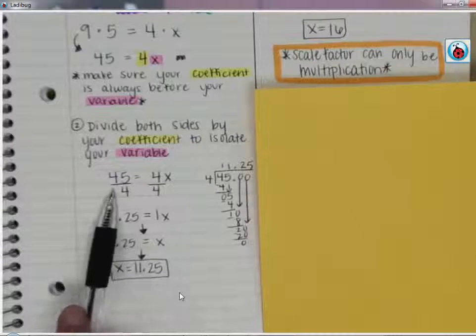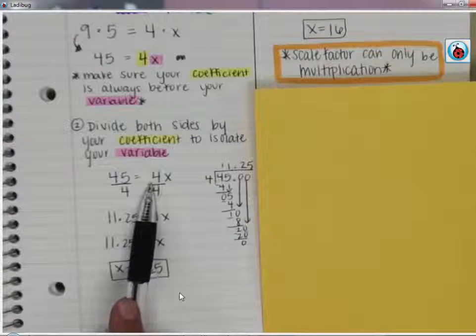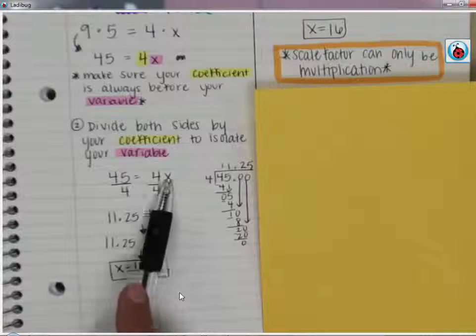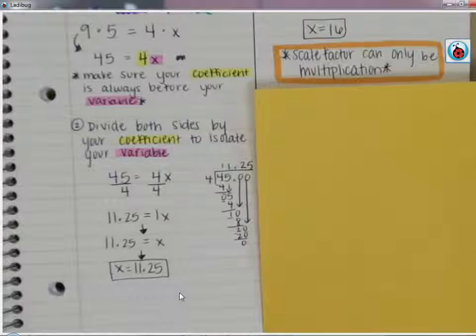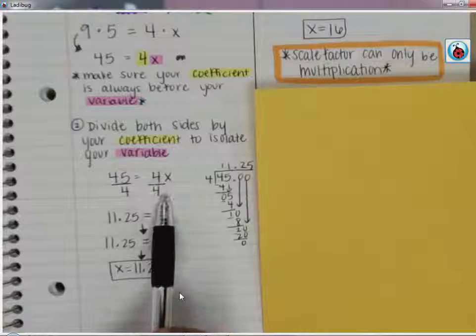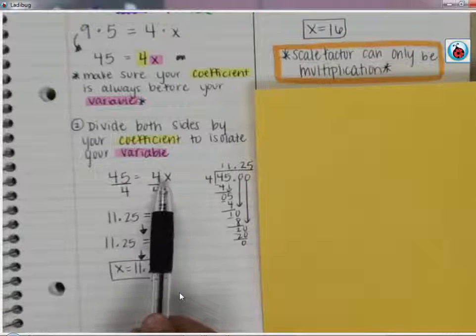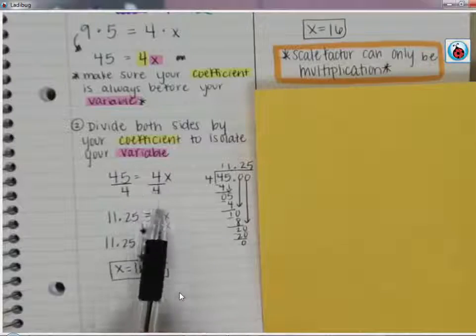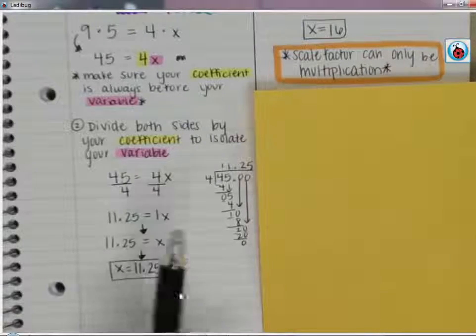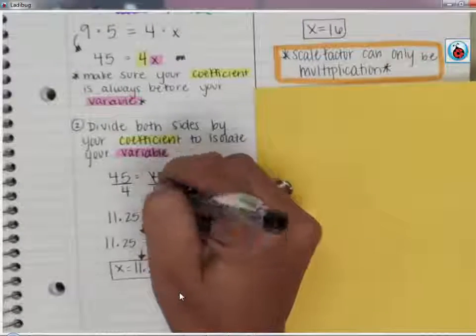Look up here though, please. We want to divide by our coefficient because we want to isolate our variable. Isolate means to get it alone, by itself. So, in order to get it by itself, if we divide 4 by 4, that's going to give us 1. So, it's going to turn into 1. So, that's going to cancel out.